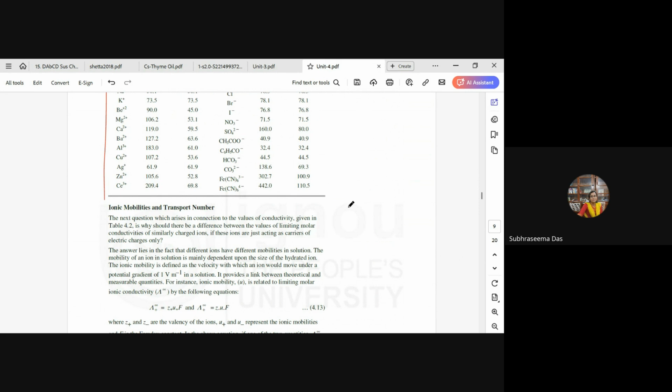So we have always seen a difference in the values of limiting molar conductivities of similarly charged ions. Why this difference arises can be explained by the mobility of different types of ions in solution. We know the mobility of an ion in solution is very much dependent on the size of the hydrated ion. That is, ionic mobility is defined as the velocity with which an ion would move under a potential gradient of 1 volt per meter in a solution.